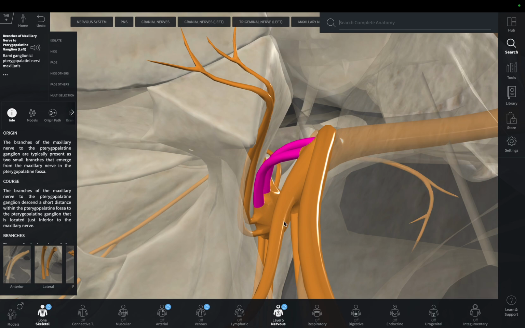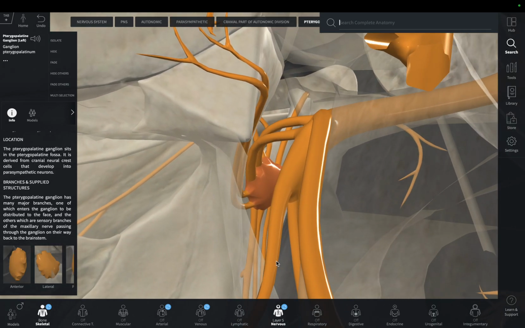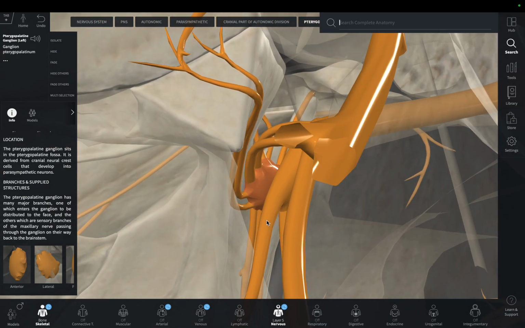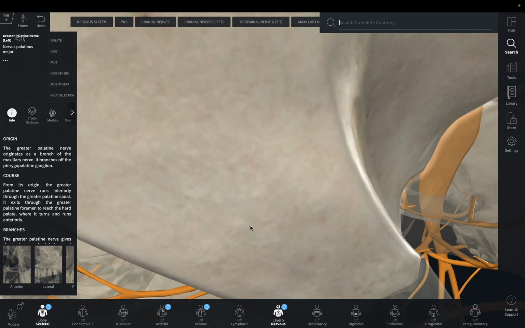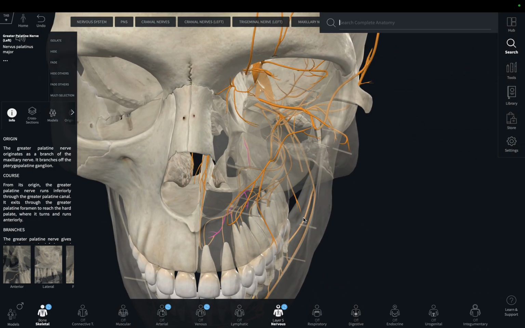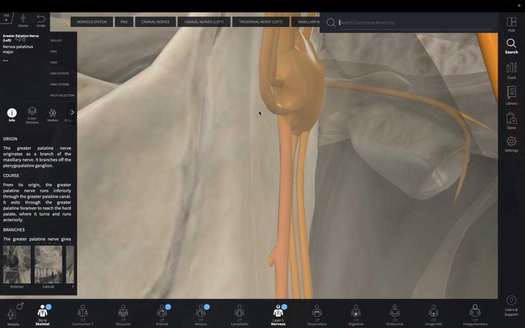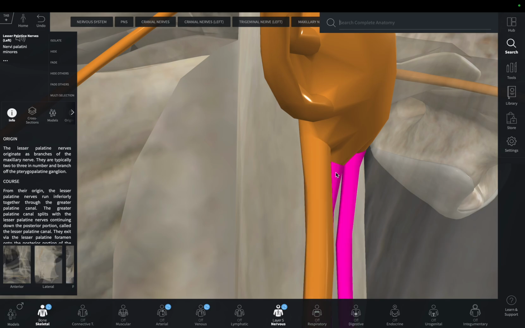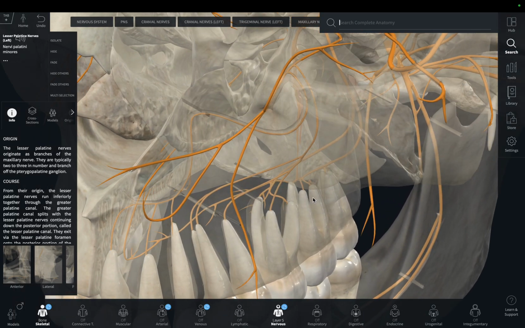The maxillary nerve also gives branches to this ganglion, the pterygopalatine ganglion. This is a very major ganglion and it is very involved with the facial nerve as well. It gives off branches. Firstly, the greater palatine nerve, which provides sensation to the hard palate in the mouth. And the lesser palatine nerves, which provide sensation to the soft palate of the mouth.